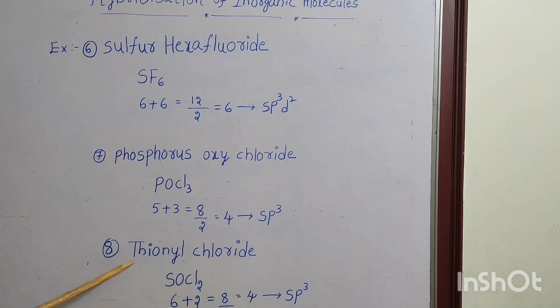Next example, thionyl chloride. Formula SOCl2. Sulfur valency 6 plus, we should not consider oxygen valency. We neglect the oxygen valency. So we take 2 chlorine atoms present here. So 6 plus 2, 8. 8 divided by 2, we get the quotient 4. That means sp3 hybridization.